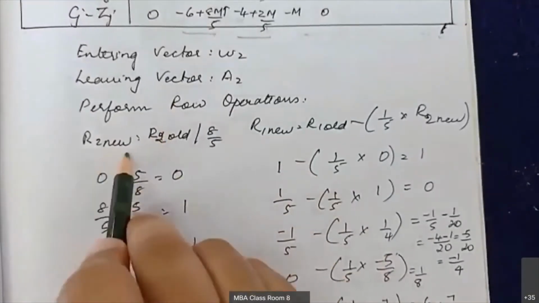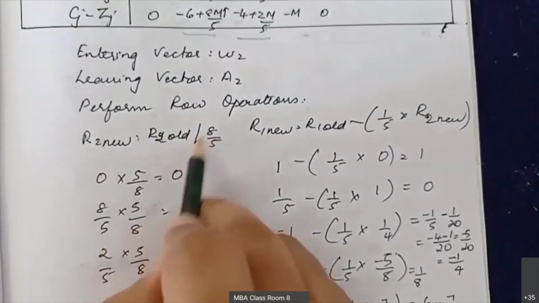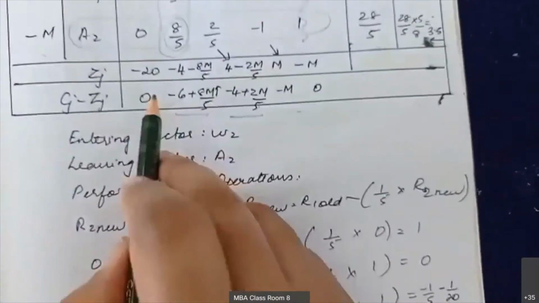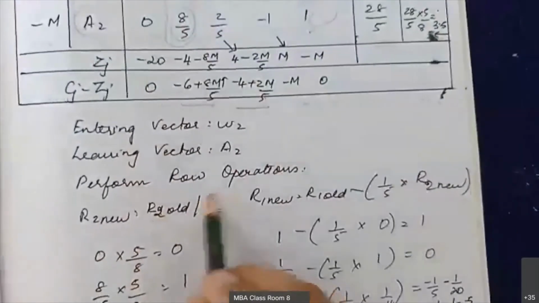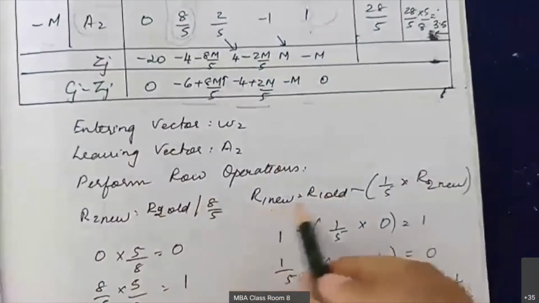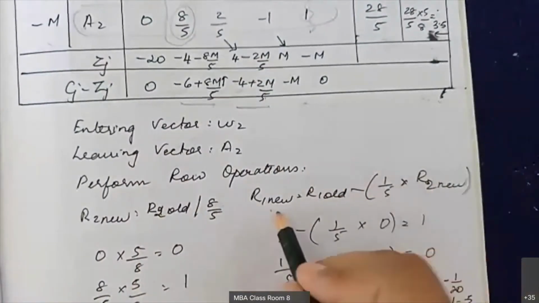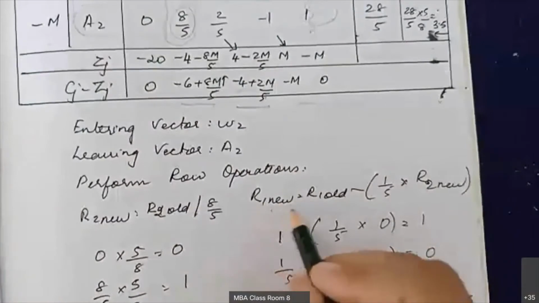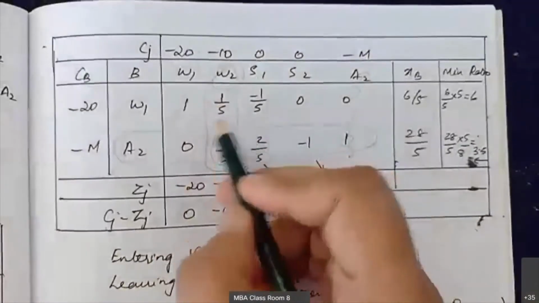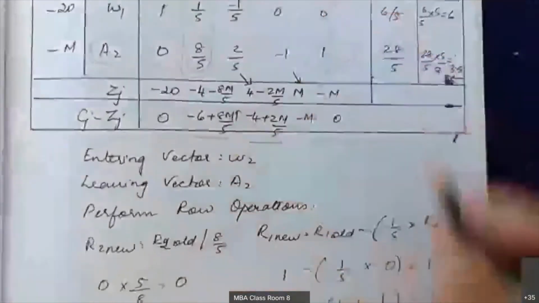Do the row operations. We have R2 new is equal to R2 old divided by the key value, which is 8 by 5. So we have divided by 8 by 5. Similarly, for the next row, R1 new is equal to R1 old minus the value corresponding to the key column in the first row. It is 1 by 5, so 1 by 5 into R2 new. Do the row operations. We get the table like this.